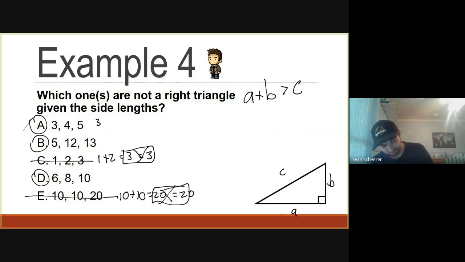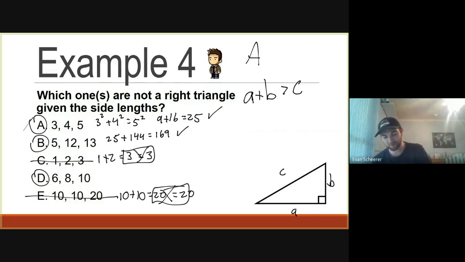So that means we need to do 3 squared plus 4 squared equals 5 squared. 3 times 3 is, sorry, 3 times 3 is 9. 4 times 4 is 16. So 9 plus 16 equals 25. Yep, A works. 5 times 5 is 25, plus 12 times 12 is 144, equals 13 times 13, 169. Yep, that works. And then 6 times 6 is 36. 8 times 8 is 64. That has to equal 10 times 10 is 100. Yep, that works. So A, B, and D.